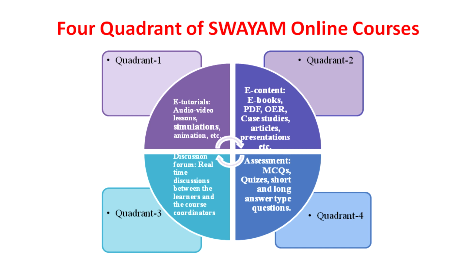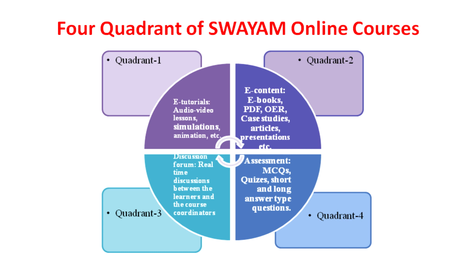That means you will find the links of certain e-books, certain PDF based material. Even in the open and distance learning system, the self learning material that we develop is also a part of the second quadrant. Then case studies, articles, different types of presentations are also included. And the third quadrant is the discussion forum. That means it is the real time discussion between the learners and the course coordinators.